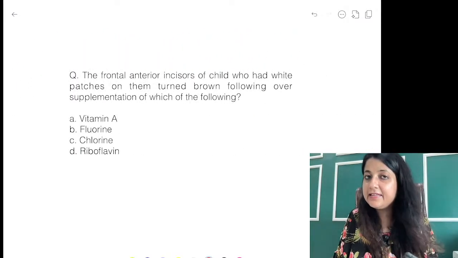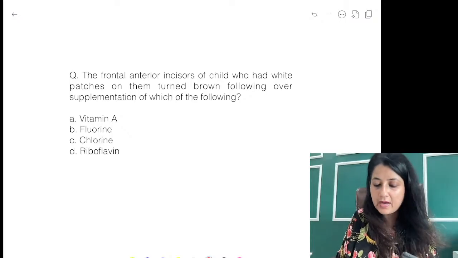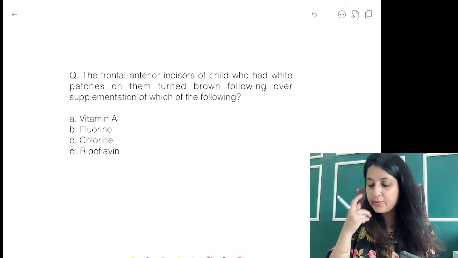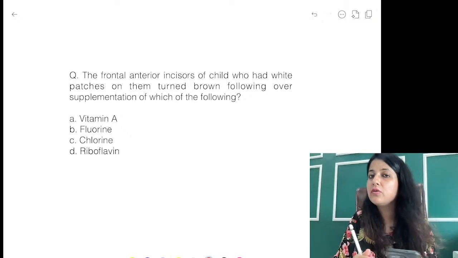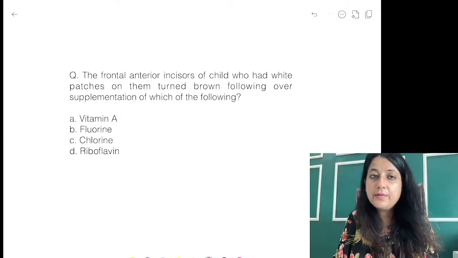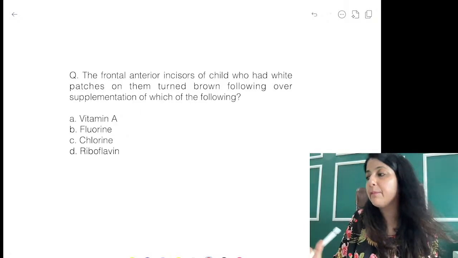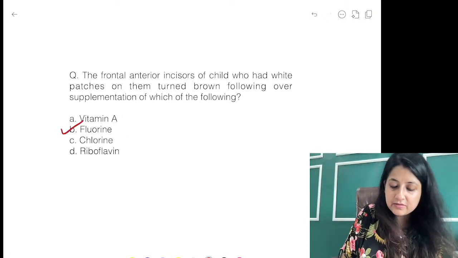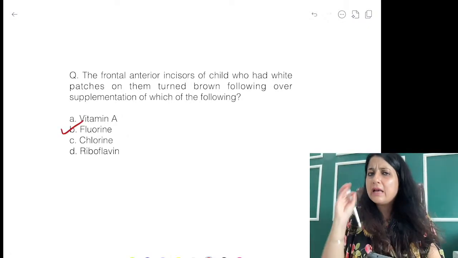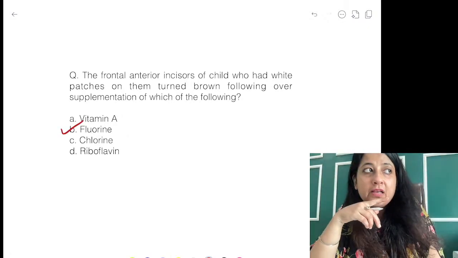The frontal anterior incisors of a child who had white patches on them turned brown following over supplementation of which of the following? This is mottling of the upper incisors of the teeth. So this is fluorine.